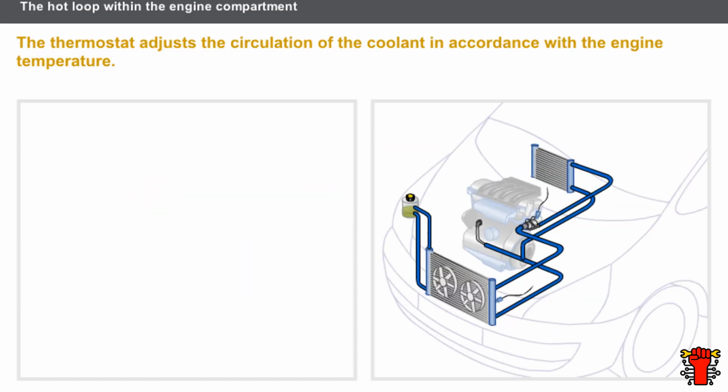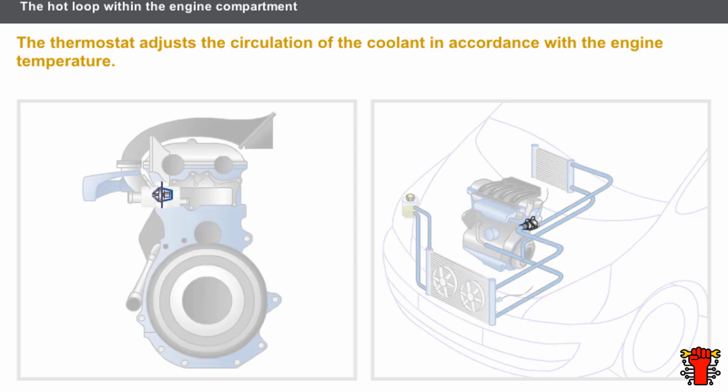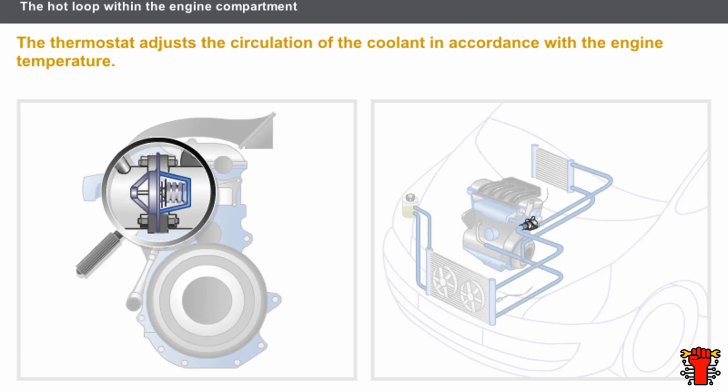Let us now look at the role of the thermostat in the hot loop within the engine compartment. The thermostat adjusts the circulation of the coolant in accordance with the engine temperature. The thermostat is located in the water outlet unit, positioned on the cylinder head. The water outlet unit is connected to the assembly of pipes in the coolant circuit.